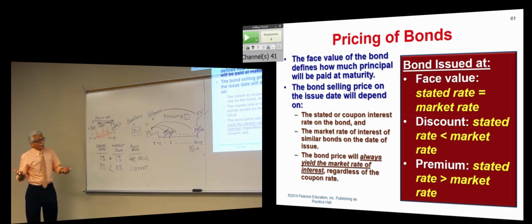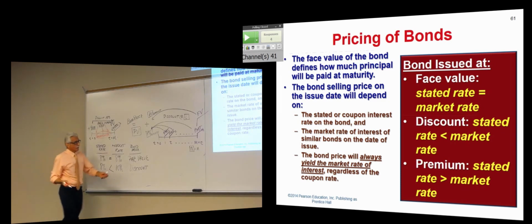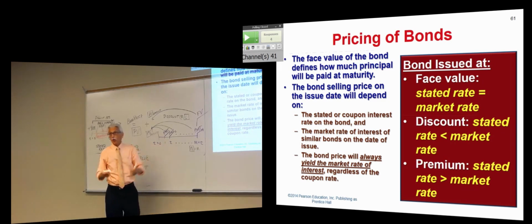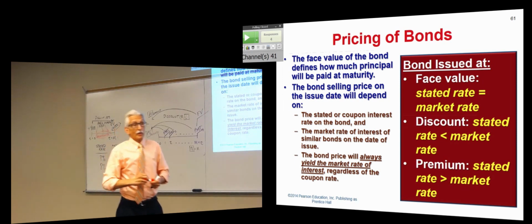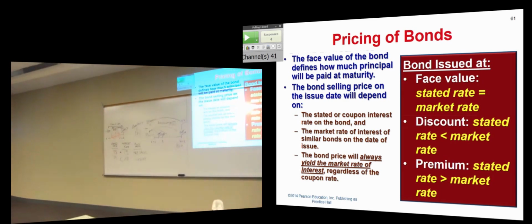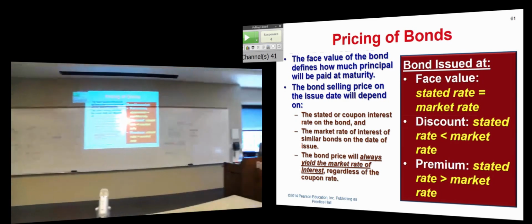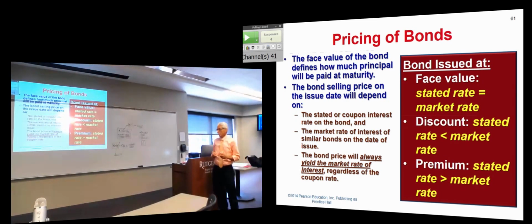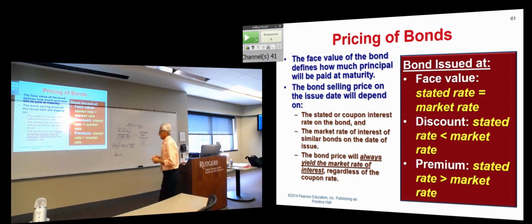So not only do I have a payment, now sometimes they don't have a payment because sometimes they're zero coupon bonds, but not only do I have a payment, but I also have discount amortization, which raises my cost of borrowing. So the bond will always yield the market rate regardless of the coupon. It's costing me 10% whether my bonds had a 10% coupon or not.